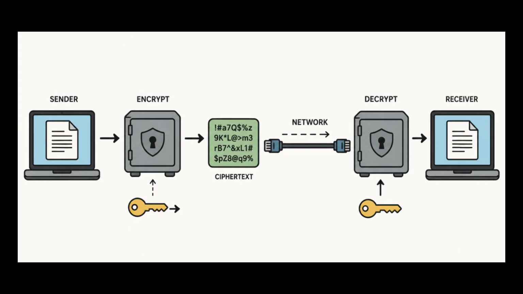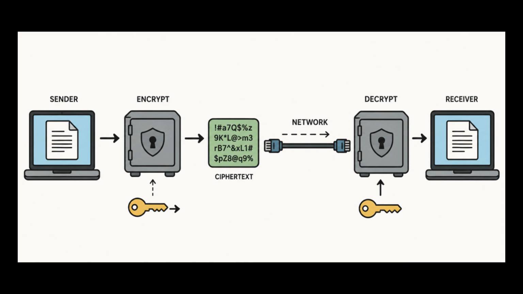Let's say you need to send a highly sensitive file to your coworker, a database password maybe. You don't want anyone on the network to see it, so you just lock it in a digital vault. You send the vault over the internet. Your coworker receives it, pulls out their key, unlocks the vault, and reads the password.